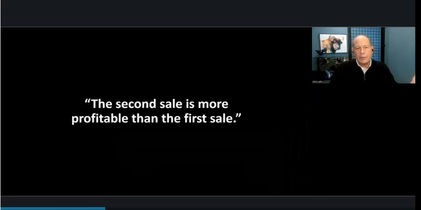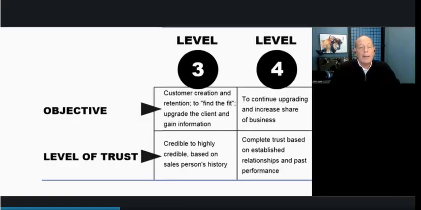I've said this to my audiences for years: the second sale is more profitable than the first sale. You know that if you're in broadcasting, for example. You sell the annual contract, it takes a lot of work, but the renewal is a lot easier, and more profitable because you didn't have to spend hours and hours getting that sale. Level of trust: when you're level 3, you're credible to highly credible based on the history. Complete trust, level 4, based on established relationships and past performance. They take your calls. They go to dinner with you, play golf with you, whatever it is. But there's more to it than just across the desk.